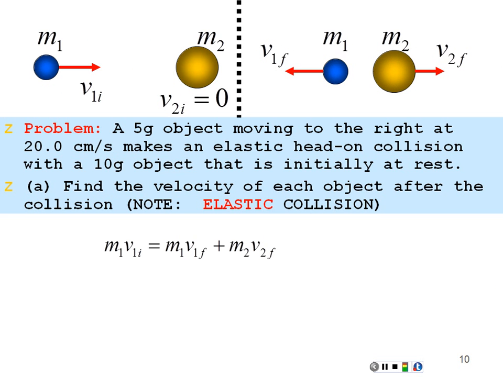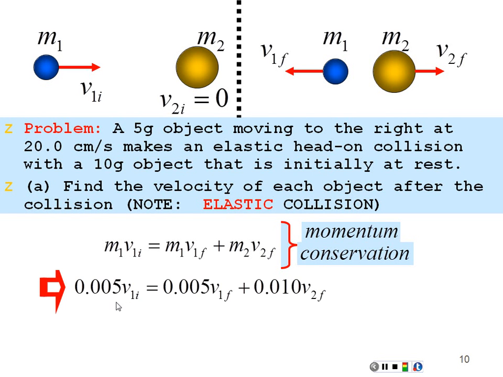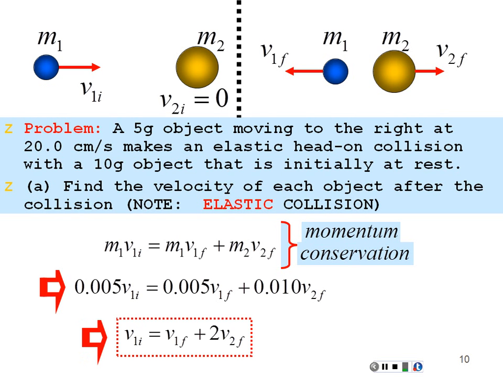Well, if we look at momentum conservation, the initial momentum is all with mass 1, since mass 2 is initially at rest. So we have m1 v1 initial equal to the final momentum, m1 v1 final plus m2 v2 final. Putting in our numbers, we have 5 grams times V1 initial equals 5 grams V1 final plus 10 grams V2 final. Grams in terms of kilograms here. Let's multiply both sides by 1,000 and divide by 5, and we get V1 initial equals V1 final plus 2 V2 final. Alright, we got one equation.